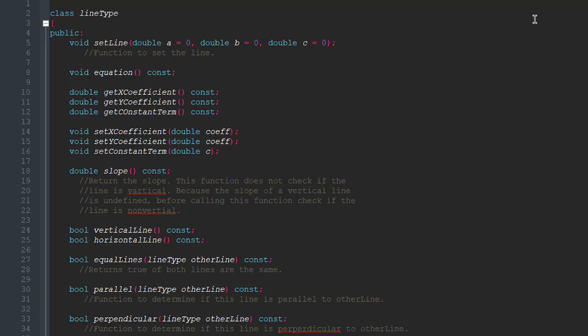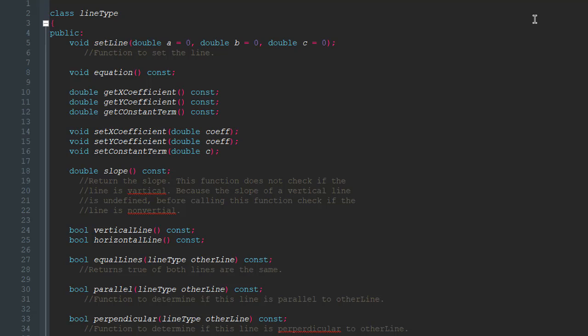wherein both a and b cannot be 0 and a, b, and c are real numbers. If b is not equal to 0, then negative a divided by b is the slope of the line. If a is equal to 0, then it is a horizontal line. And if b is equal to 0, then it is a vertical line. The slope of a vertical line is undefined. Two lines are parallel if they have the same slope or both are vertical lines. Two lines are perpendicular if either one of the lines is horizontal and the other is vertical, or the product of their slopes is -1.